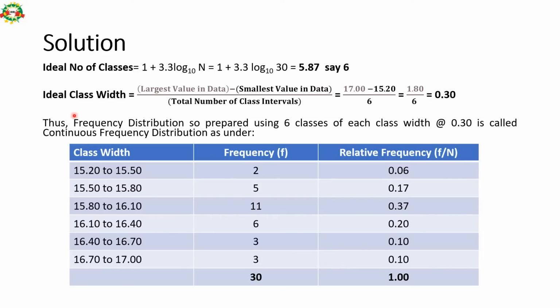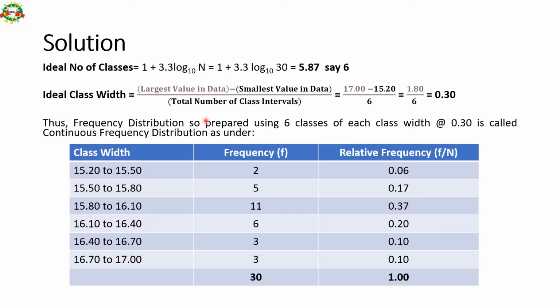And the ideal class width formula is the largest value in data minus the smallest value in data, that is 17 minus 15.2, divided by the total number of class intervals, which here is 6. You have to round it to the nearest whole number. Please do remember, the number of class intervals cannot be a fraction. So 6 is the answer. Then 1.8 divided by 6 is equal to 0.3, which is the ideal class width.